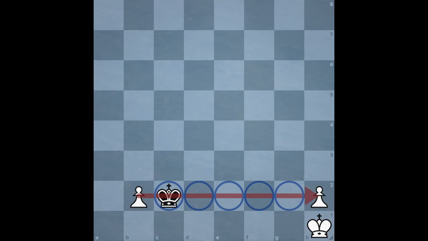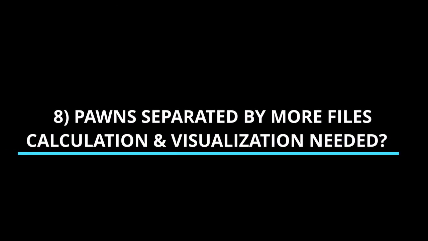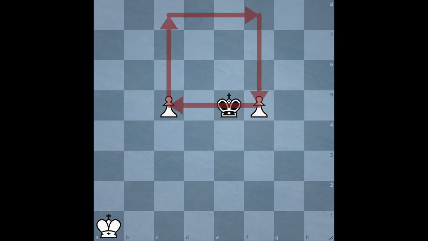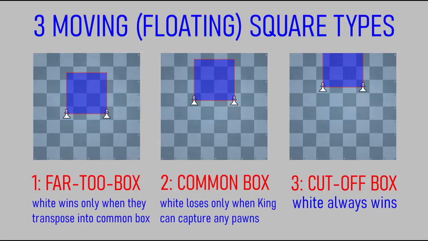This is because either of the pawns can move two squares and the king cannot catch it. The further the moving square is from the last rank, the more we need to calculate. When it goes beyond the last rank, cut-off box, no calculation is needed. When we reach a common box, one that touches the last rank, we only need to check if one of the pawns can be immediately captured, then we lose both pawns. Otherwise, we reach a winning position, and again, no calculation is needed, just recognition.